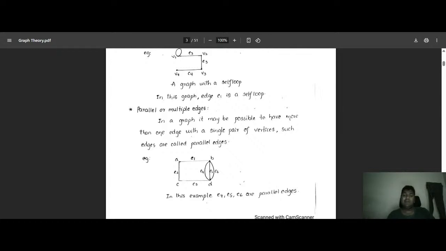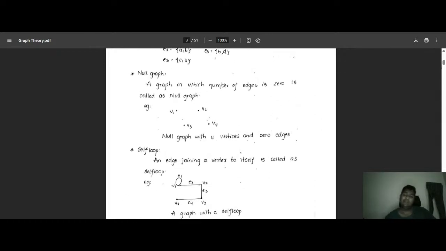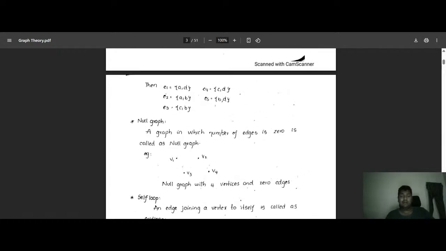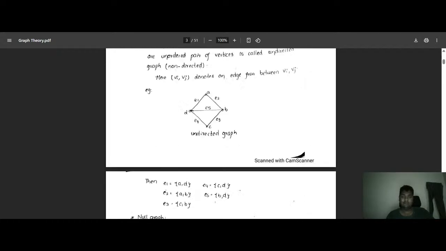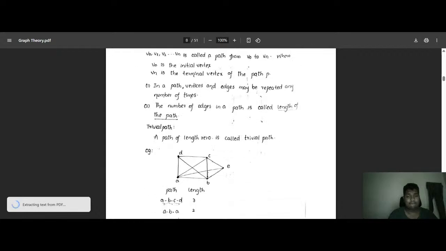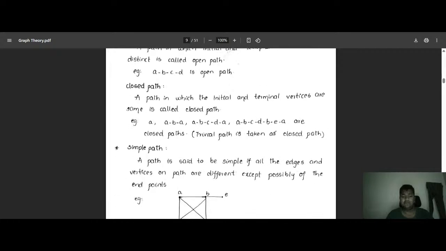It may be possible to have more than one edge for a single pair of vertices. That's all. An edge from a vertex to itself is called a self loop. A graph in which the number of edges is zero is called a null graph. Weighted graph means what? A graph in which weights are assigned to every edge is called a weighted graph.